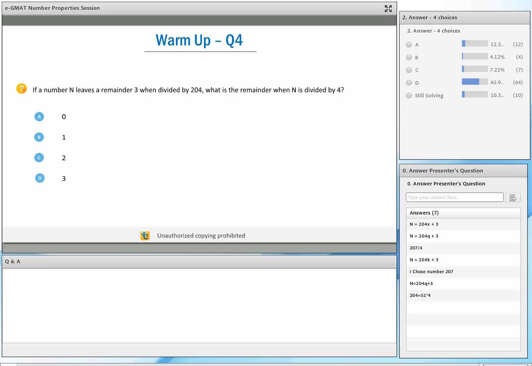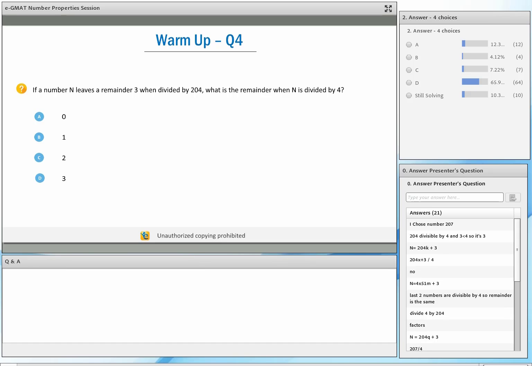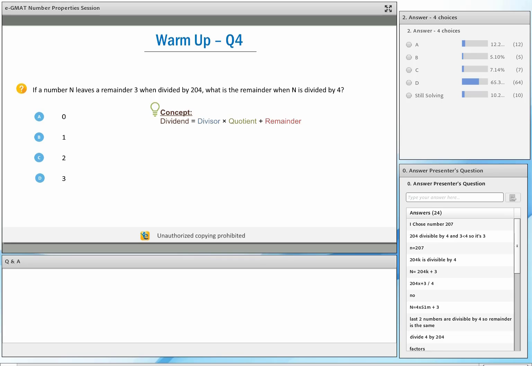Chose a number 207. Okay. All right. So there are a few of you who simply chose the number 207 and then you divided that by 4 to figure out what the remainder is. Now, here is how I would want you to solve such questions going forward. Okay. So let me walk you through the approach here.